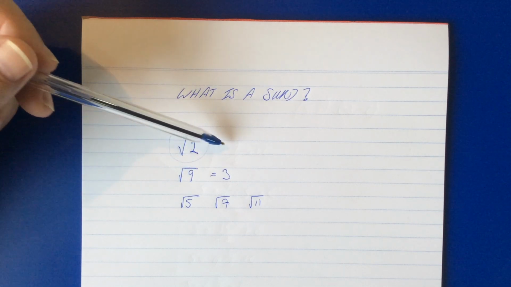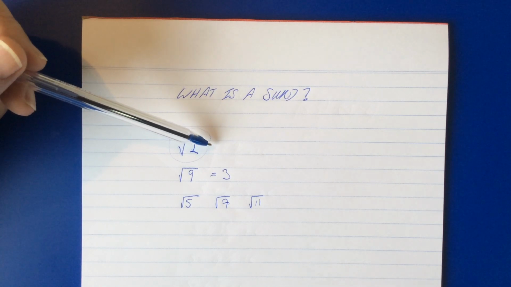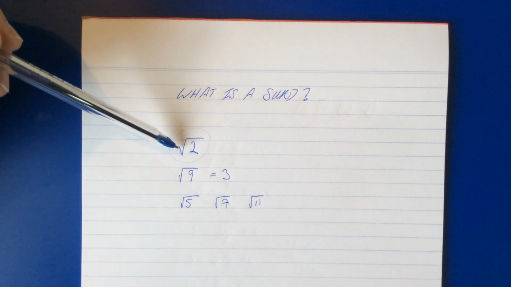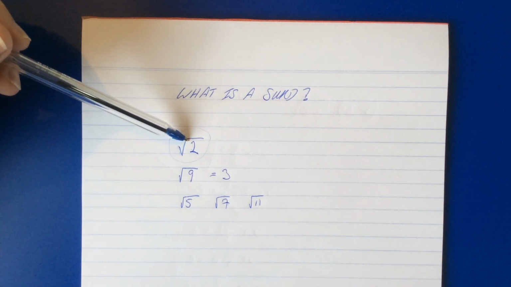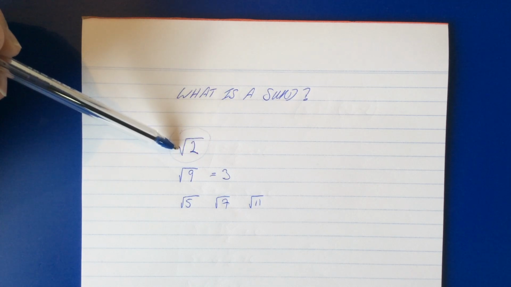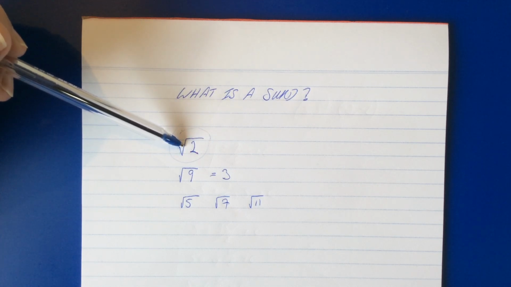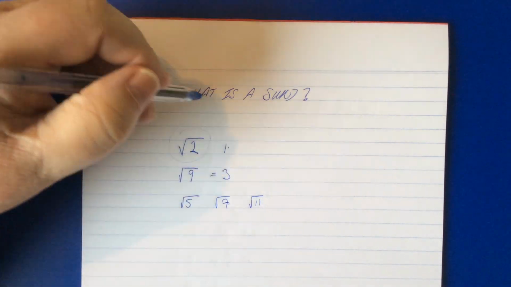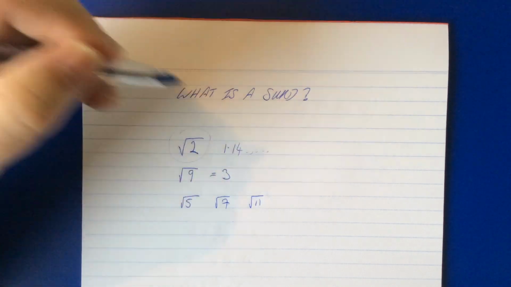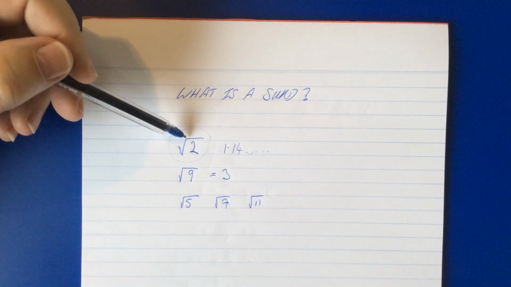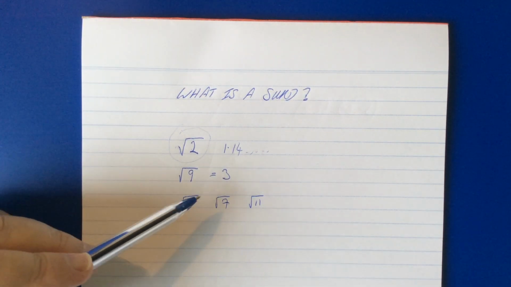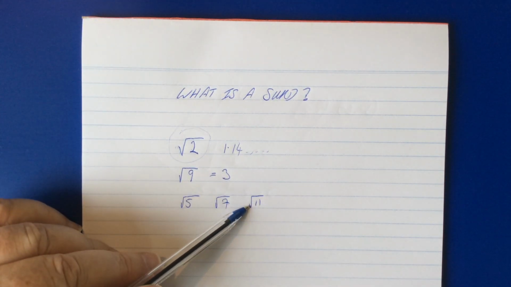If you can't express the exact value in anything other than a long, probably non-recurring decimal, then you're probably looking at what's called an irrational number. But instead of having an endless non-recurring decimal, 1 point whatever it is, 14 something, it's just convenient to write this, and this is referred to as the exact value of the square root of 2. The exact value of the square root of 5, the exact value of the square root of 7, the exact value of the square root of 11.